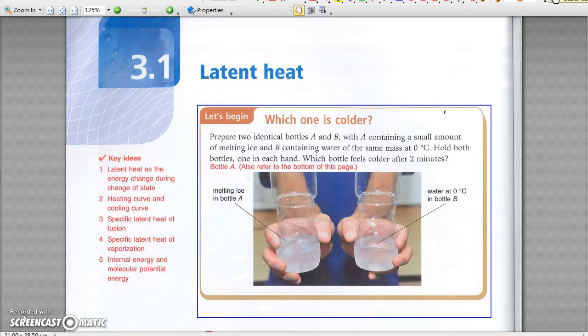Both beakers are at 0 degrees Celsius, one with melting ice, while the other does not. How will their temperature change with time in the next few minutes? Do the experiment yourself after the video.